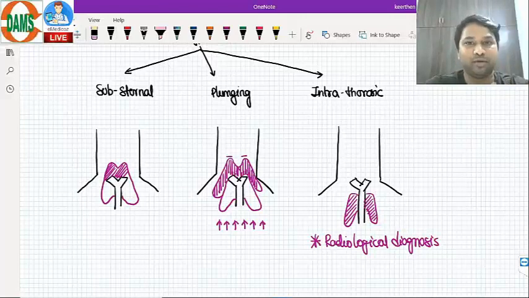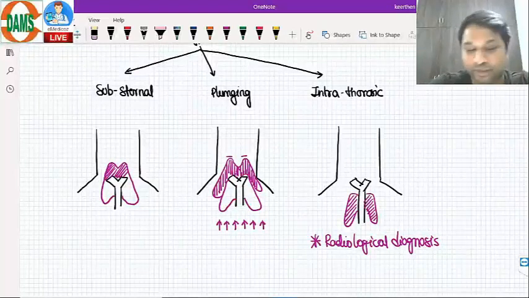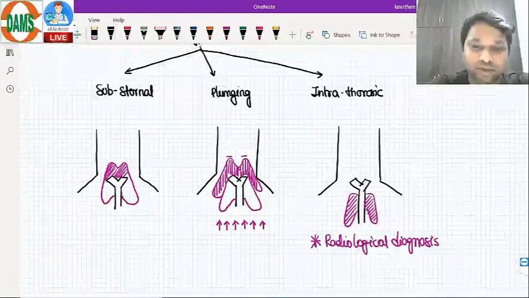It goes up and comes down, goes up and comes down. This is called plunging. So something is plunging down back, right? Hence the name plunging. Intrathoracic, it remains within the thoracic cavity. It does not shoot back up to the neck, right?